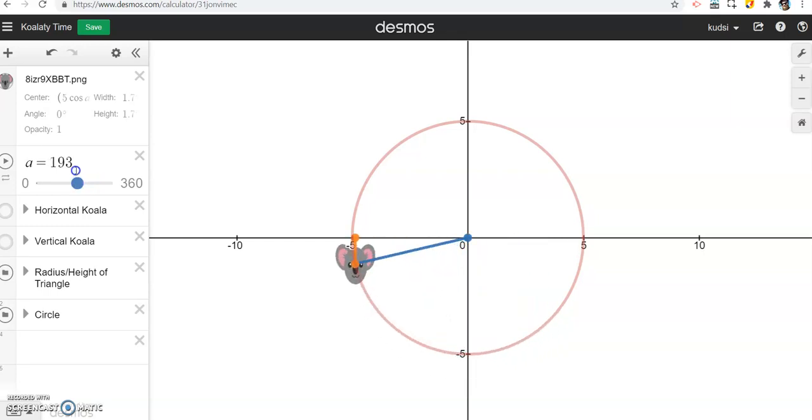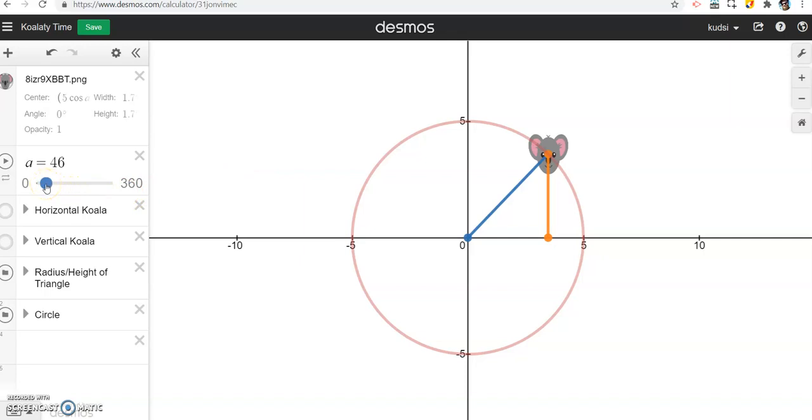Why is the koala there? Well, he's there so you don't get stressed out, okay? Because people get stressed out when they see trigonometry. So the idea, again, is that wherever this koala goes, there's a triangle formed. And the sine curve is a measurement of the height of that triangle.